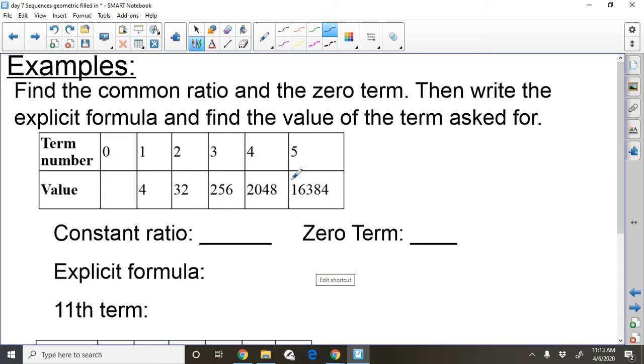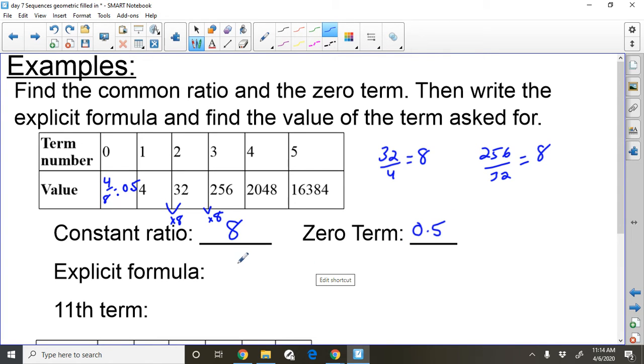So we're going to do mostly what we did yesterday, but then add another step to the problems. Here, I go 4, 32, 256, and so on. This is a geometric sequence, and I'm looking for the common ratio. Take a number and divide it by the one before it. Take 256 and divide it by 32. Each of these is 8. That's my constant ratio. The 0 term is what would come before this. So going forward, you multiply by 8. Going backward, we have to divide by 8. 4 divided by 8 is 1/2 or 0.5. You can put in either way.